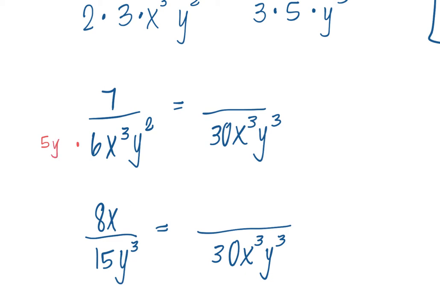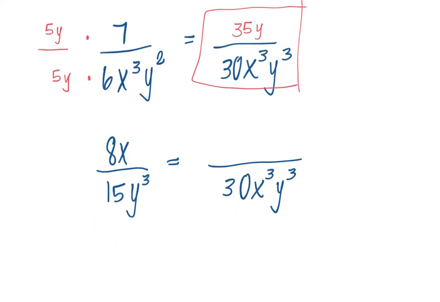So what I'm saying is, if you multiply 6x cubed y squared by 5y, you would get 30x cubed y cubed. So whatever you do to the bottom, you need to do to the top in order to make it an equivalent expression. So our answer would end up being 35y.